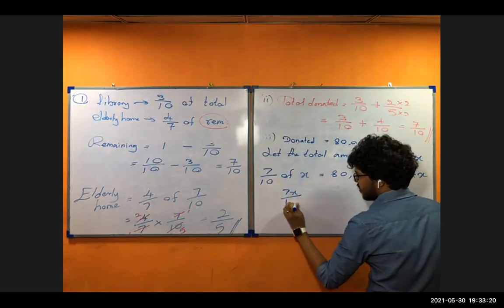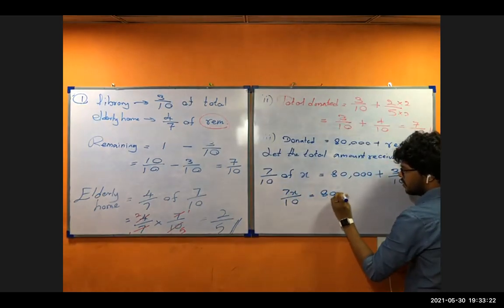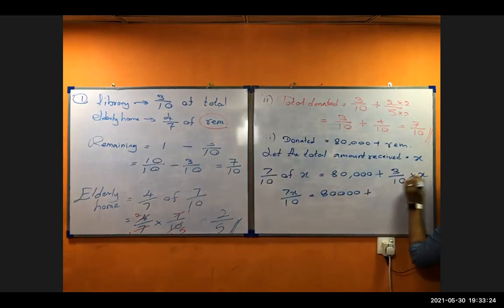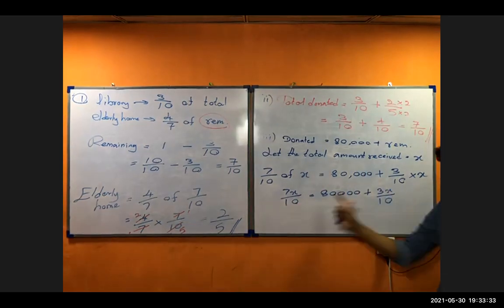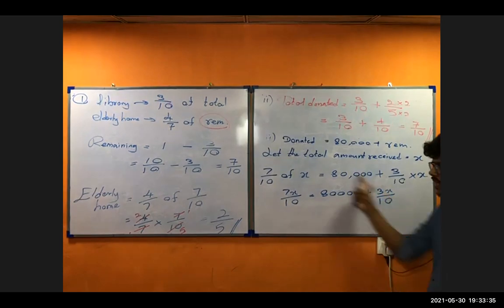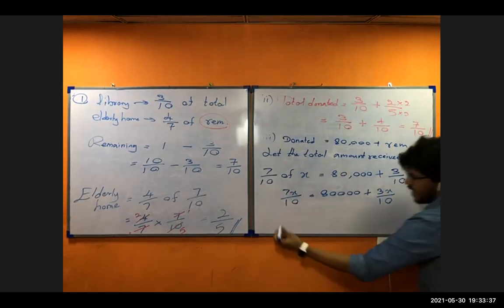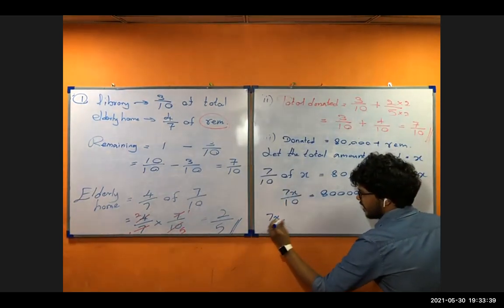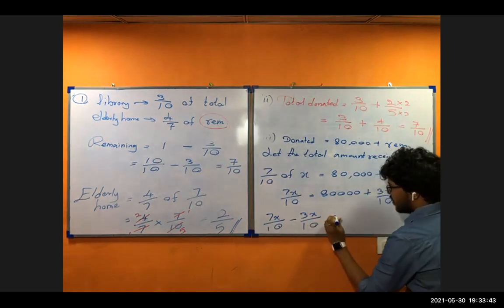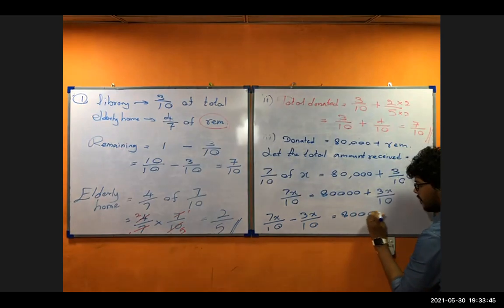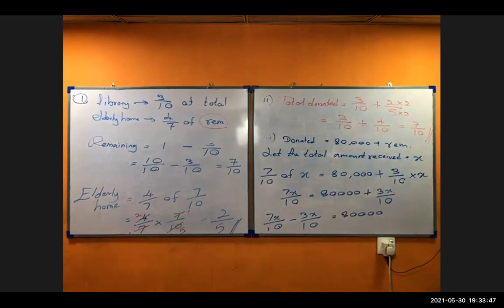7x over 10 is equal to 80,000 plus 3x over 10. Now you can do the simplification. So you can take this to the other side of the equal sign, right? So it is a plus. When you take it to the other side, it becomes a minus. So you can write 7x over 10 minus 3x over 10 is equal to 80,000, right?